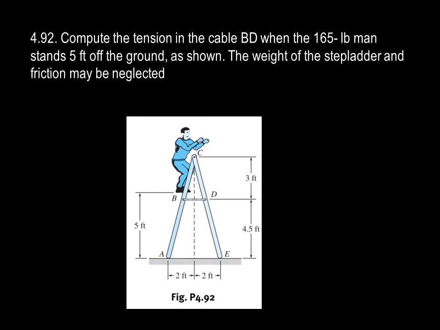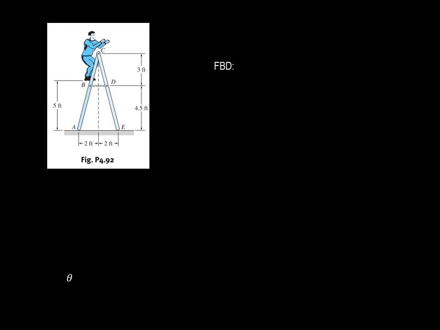The weight of the stepladder and friction may be neglected. First, let us identify the given and the required in the problem. The problem stated that there is a 165-pound man on a ladder, and we are required to find the tension in the cable PD.